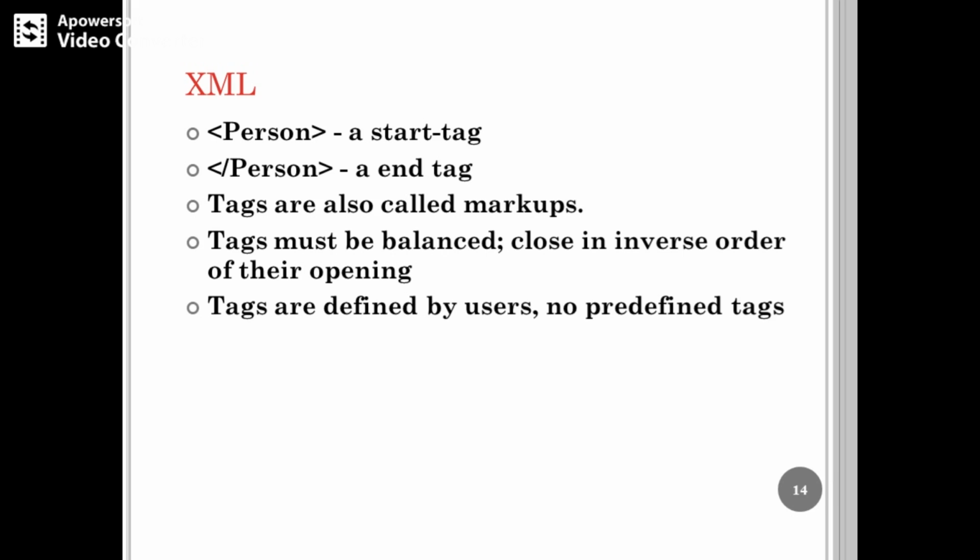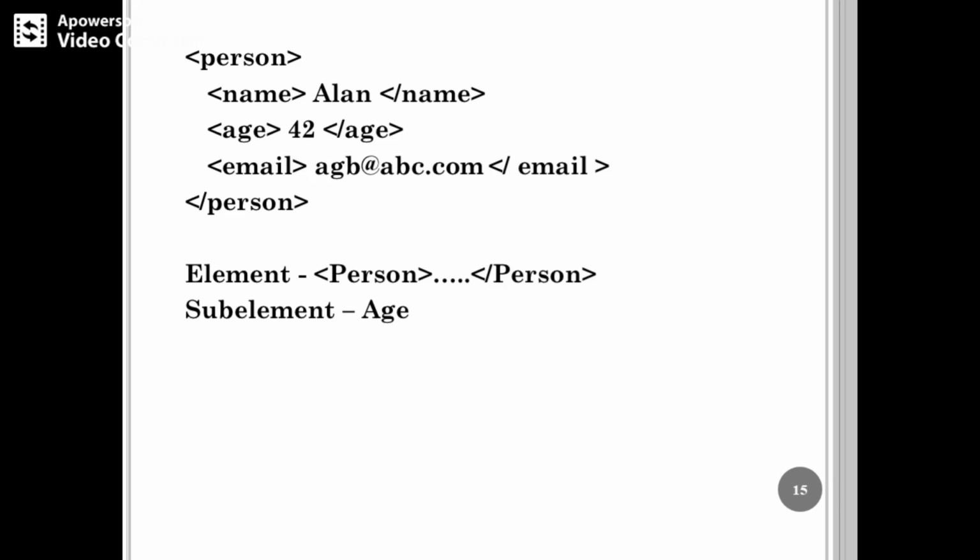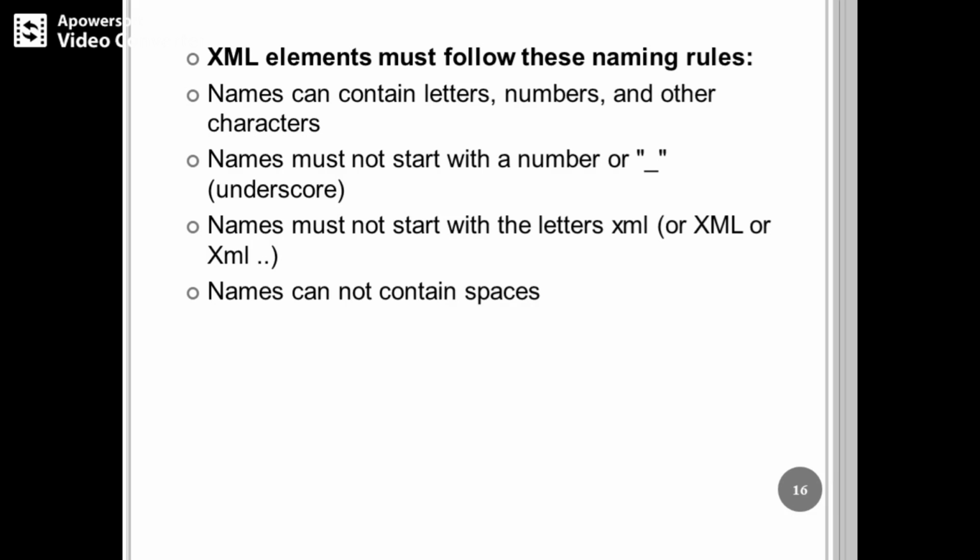Now tags must be balanced. If we have a single open tag called person, there should be a corresponding closing tag immediately after defining the description between the tags. And tags are defined by the user; there are no predefined tags in XML. So this is an example of a user defined person element, and within person we have specified the sub elements called age, email, and name.